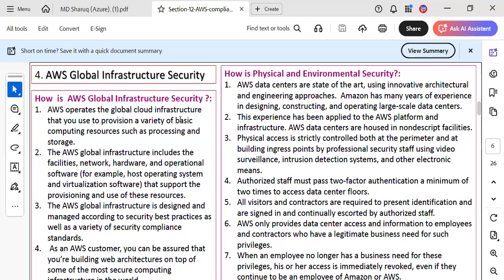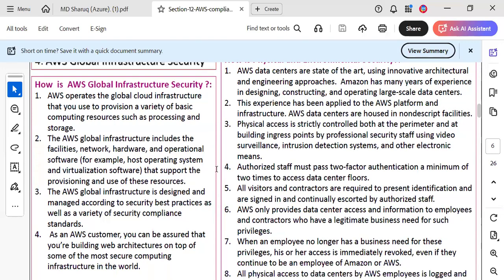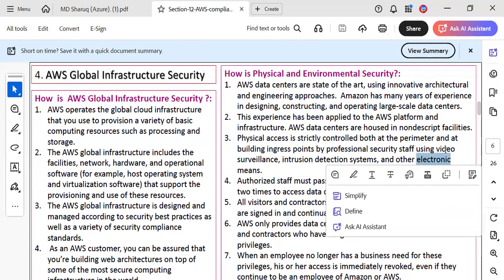Okay. Third point, AWS global infrastructure is designed and managed according to security best practices as well as a variety of security compliance standards. Obviously, as we discussed in the previous slides, it happens. Then as an AWS customer, you can be assured that you are building web architectures on top of some of the most secure computing infrastructure in the world. It means AWS takes care of the security. That security policies need to be aligned with our IT governance within the company. Right.